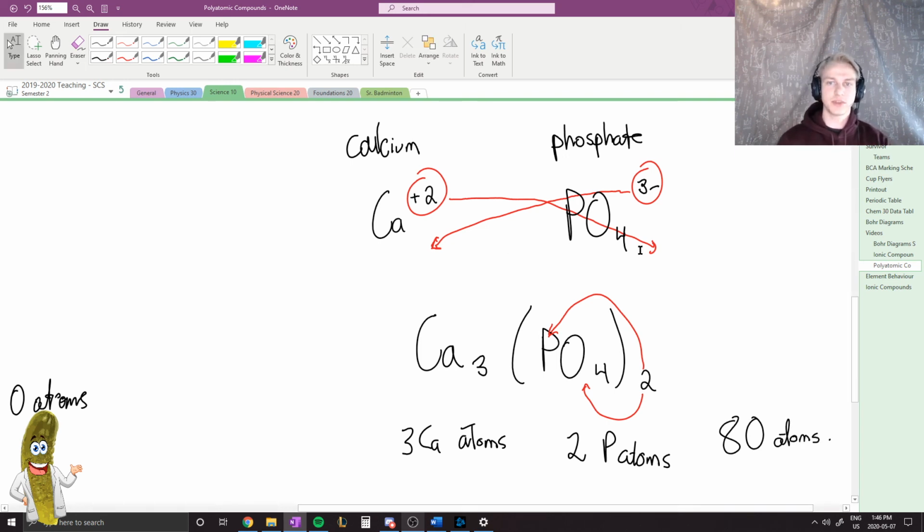So that's how you deal with polyatomic compounds. Hopefully that was helpful and a really short, quick tutorial on how to use them.